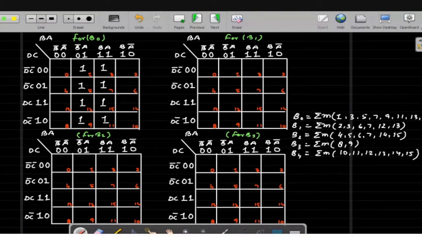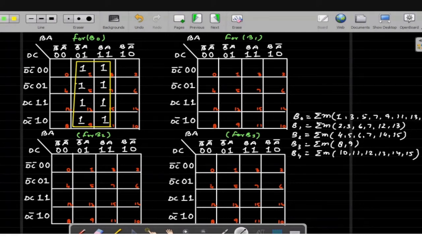8 cells. These are the 8 adjacent cells, you can easily see in the map. So you can make a group of these 8 cells. After simplification, what will you get? A. Very good answer.